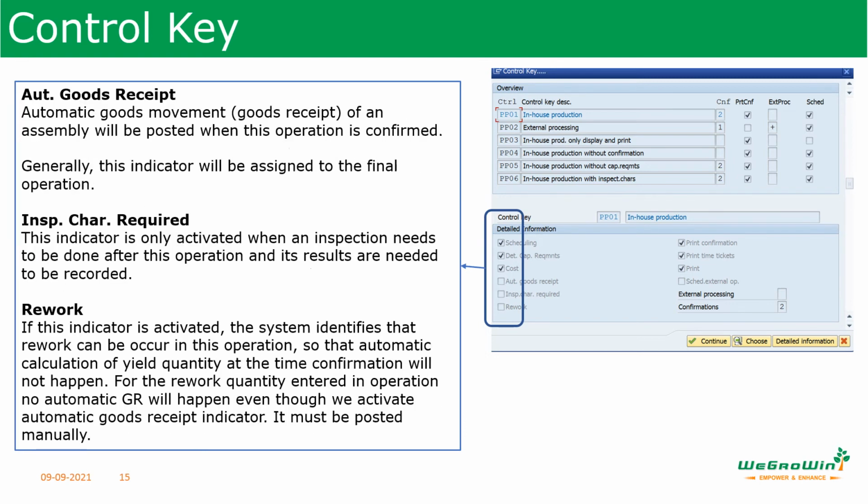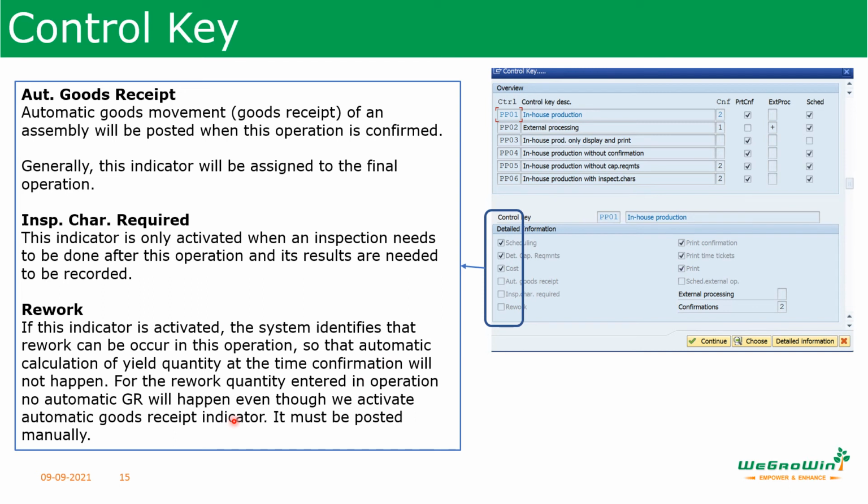Okay. So next, we continue with this routing itself. Automatic goods receipt. Automatic goods receipt means once the production is confirmed in this operation, goods receipt from this operation has to happen automatically. Then this automatic goods receipt has to be triggered. And then for this operation, we need to assign inspection characteristics. So if you want to assign some inspection characteristics, this field has to be activated. And then rework. When this field is activated, we can identify if it is a rework operation, so that we can calculate the yield and the rework quantity in this operation, right? That will happen when you select this activate, right?